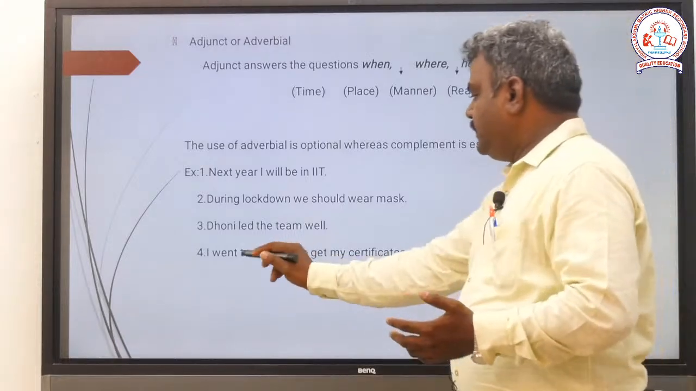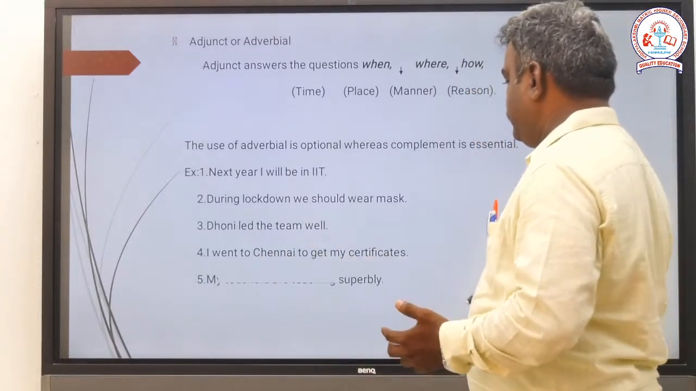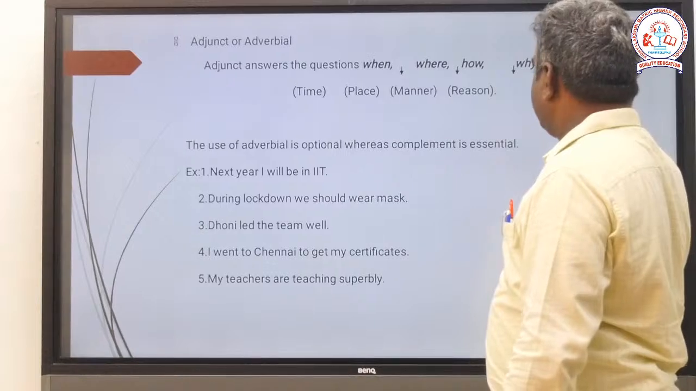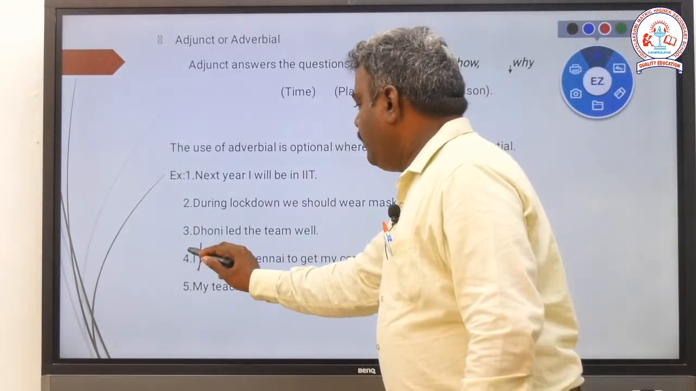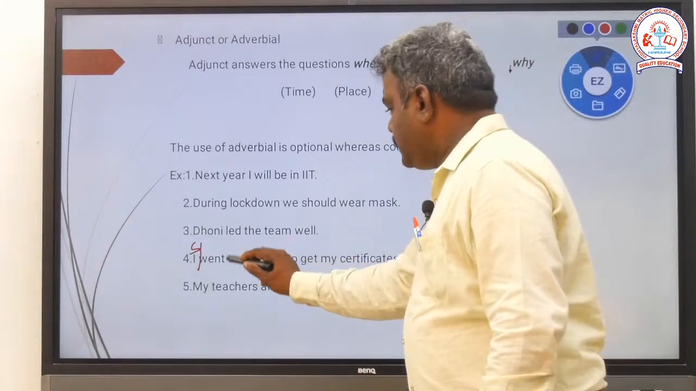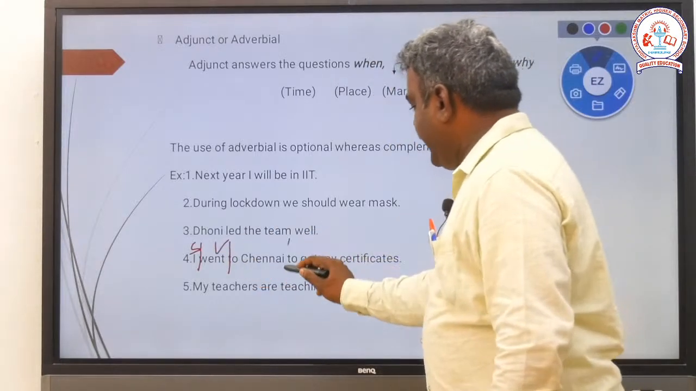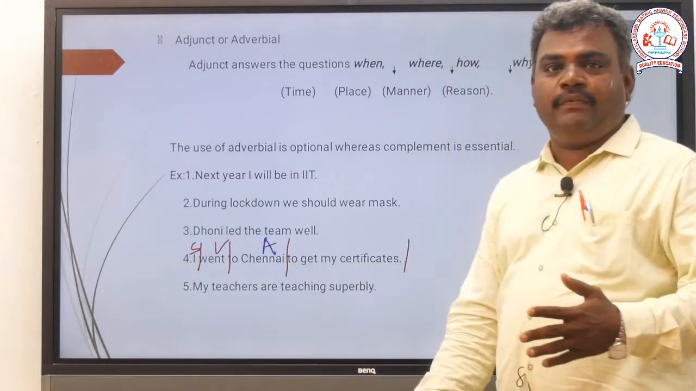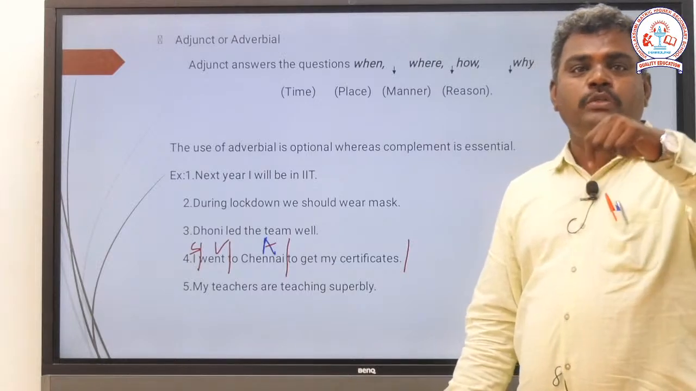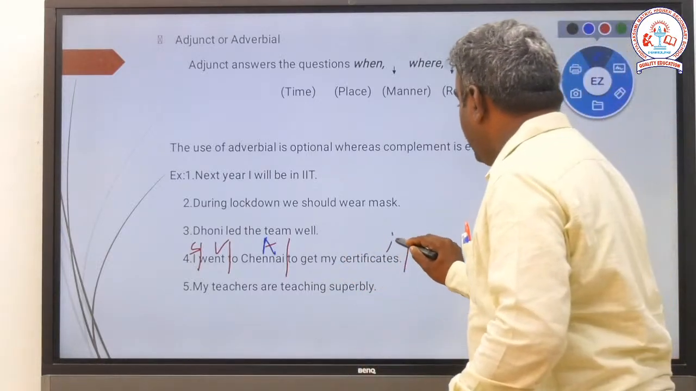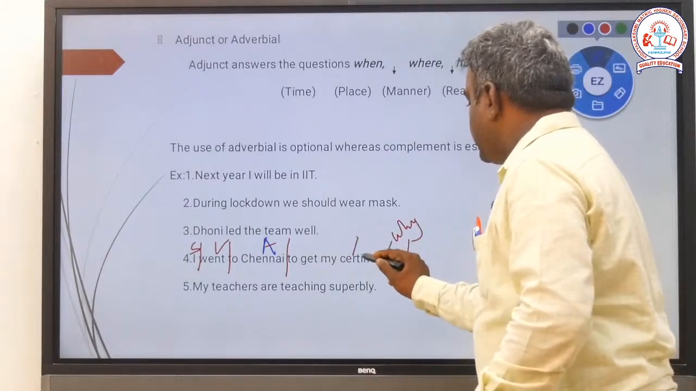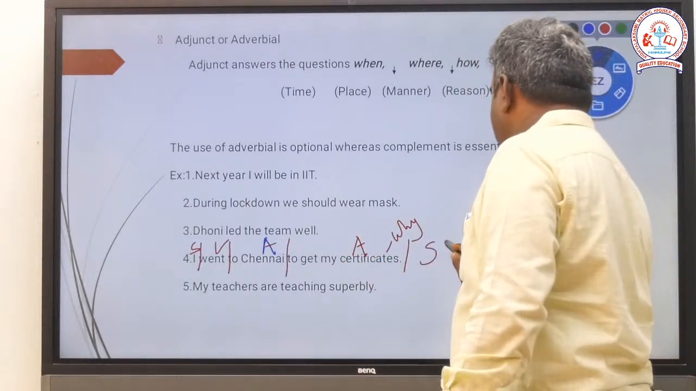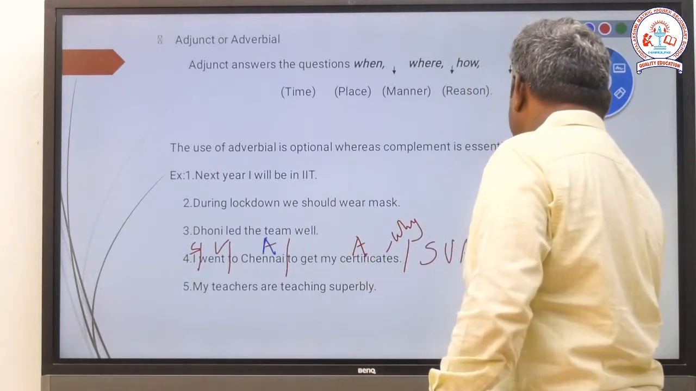Next. The sentence is, I went to Chennai to get my certificates. No problem. I went. You will write to Chennai. It answers the question where. So it's right. We can write very easily. To get my certificates. Why did I go to Chennai? It answers the question why. So this is A. Subject, verb, adjunct, adjunct.